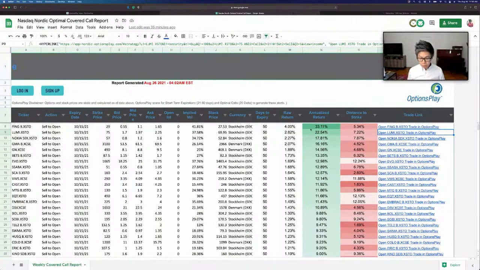But these reports are generated and sorted based on the annualized return. So what you can do to utilize this report is to simply go down the list of stocks and find the stocks that you own in your portfolio.